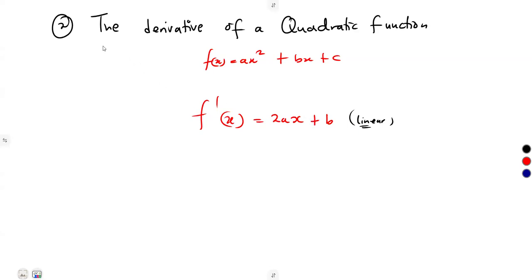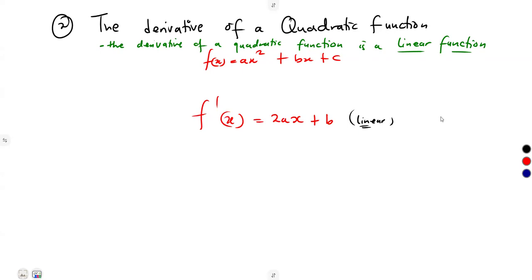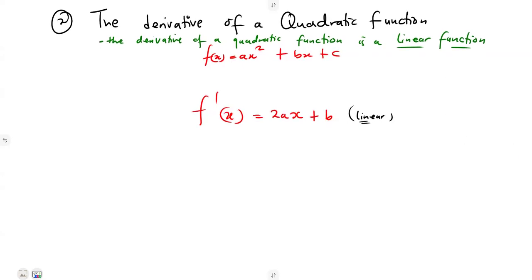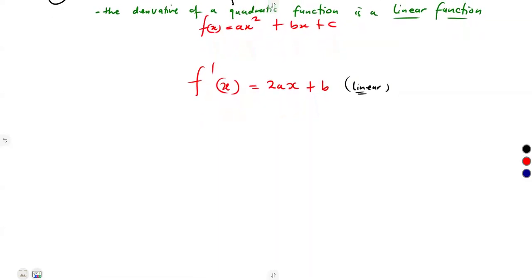So meaning to say, the derivative of a quadratic function is a linear function. You obtain a linear function from differentiating a quadratic. So let's say we have got, remember a quadratic, it can be concave up or it can be concave down like this.